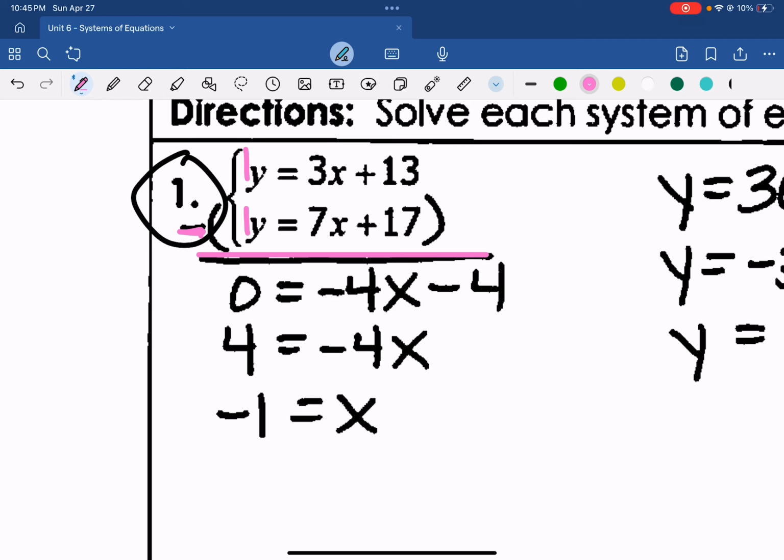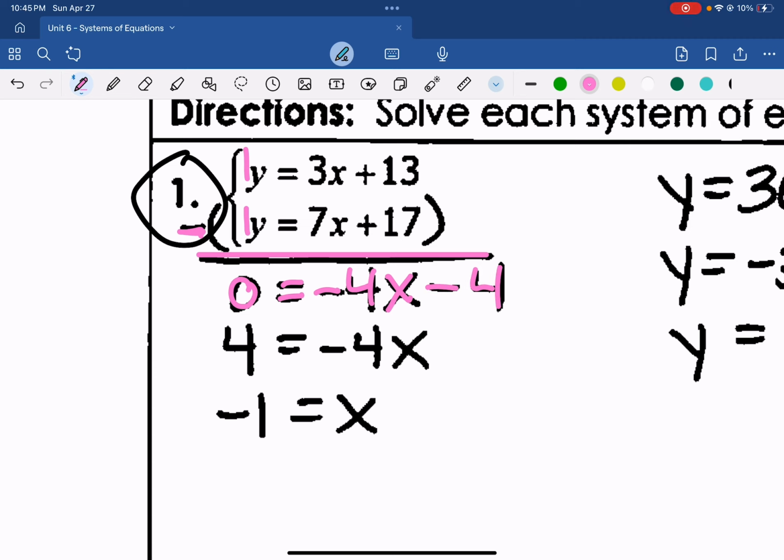So that's our goal, is to eliminate one kind of variable, so we only have one kind left. So here they had them already aligned for us. All we did was write the large bar underneath with the minus, and then we subtracted them. So my y's canceled, it became 0. Okay, so I have 0 equals -4x. 3 minus 7 is -4. 13 minus 17 is -4 as well.